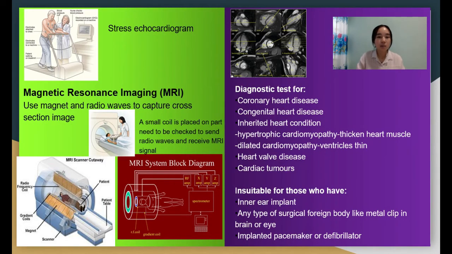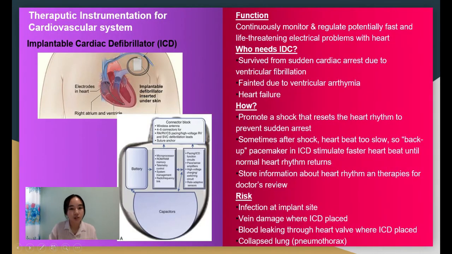Next, the magnetic resonance imaging (MRI). It uses magnetic and radio waves to capture cross-section images. From the images, we can know the condition of heart muscle, heart valves, and detect tumors. However, it is unsuitable for those who have inner ear implants and any type of surgical foreign body. So we will proceed with the therapeutic instruments.